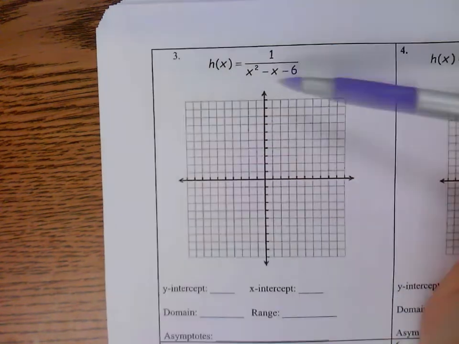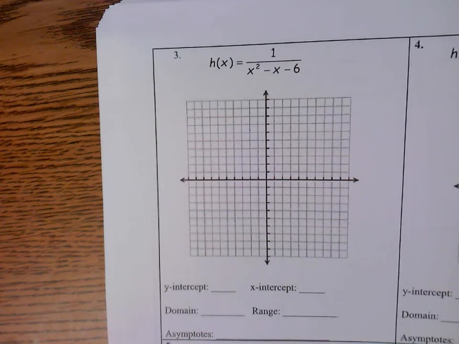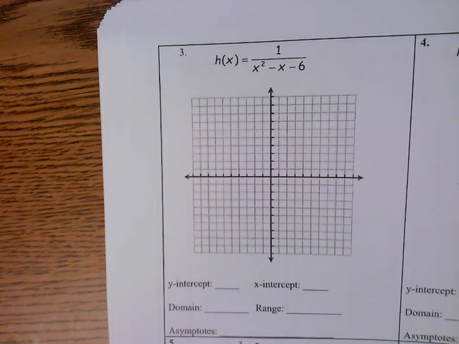All right, so let's go through the 4 steps. The first step is your y-intercept. What do you get when you plug in 0 for x?